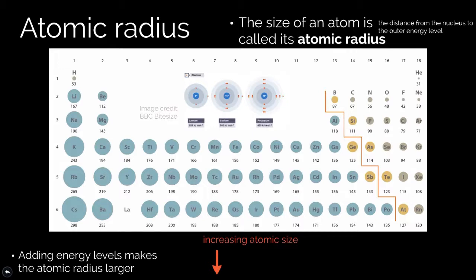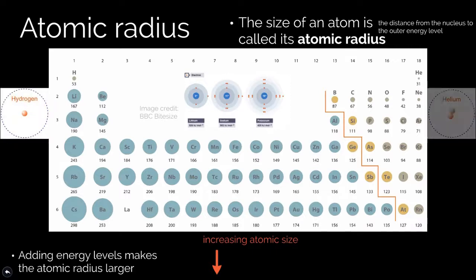But then something interesting happens when you're comparing going across a row. We see that if we focus on hydrogen, it has an atomic radius of 53, and if we go all the way across to helium, it will have an atomic radius of 31. So notice that we have the larger atoms on the left side of the periodic table, and the smaller ones on the right side of the periodic table.